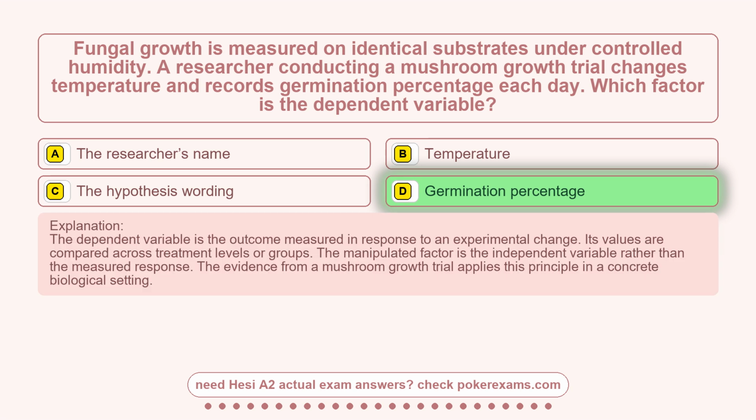The dependent variable is the outcome measured in response to an experimental change. Its values are compared across treatment levels or groups. The manipulated factor is the independent variable rather than the measured response. The evidence from a mushroom growth trial applies this principle in a concrete biological setting.